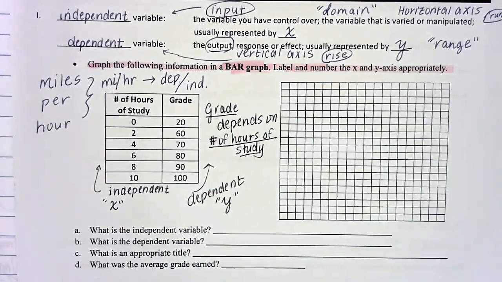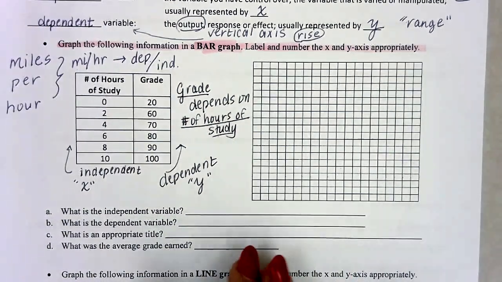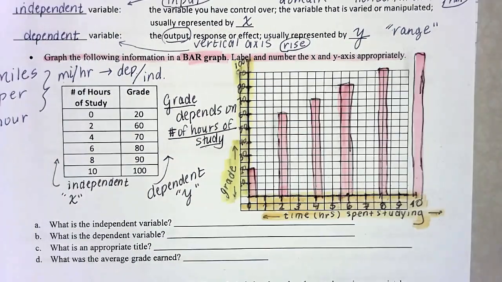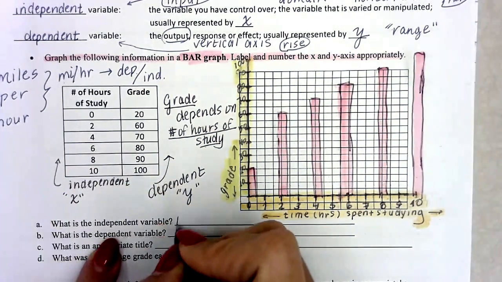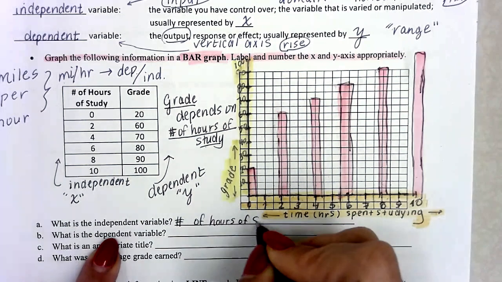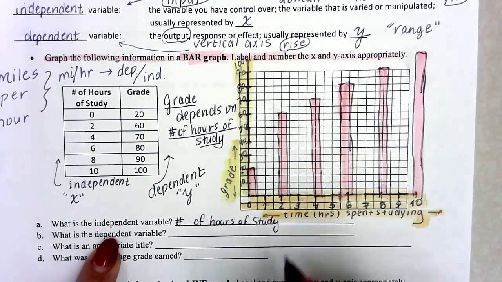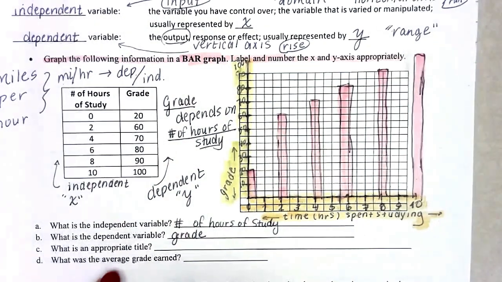Okay, so let's go ahead and make a little bit of a graph for this. And then we're going to answer these questions. So I made this little bit of a bar graph here. Sorry, I went a little crazy making it. It was a little messy. What is the independent variable? So we already answered that. We said that is number of hours of study. Okay, what is the dependent variable? Grade. When in doubt, use the same language the question uses.